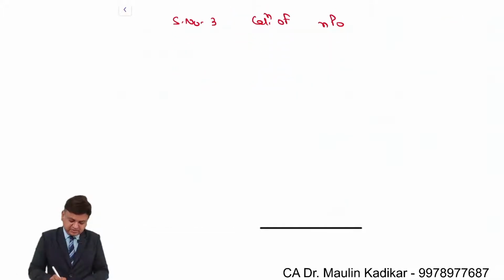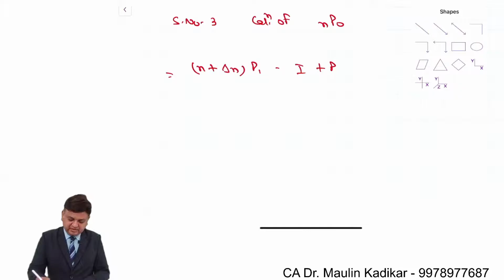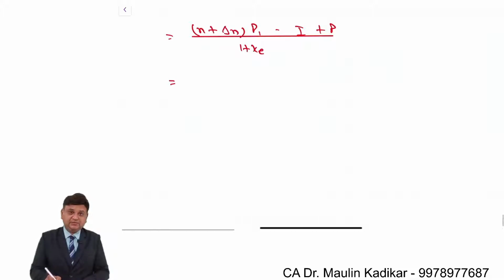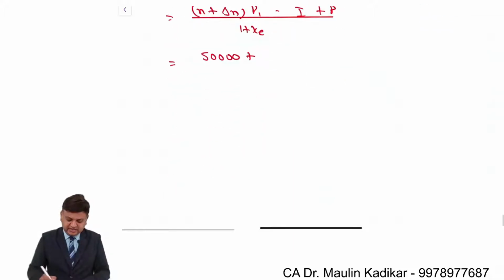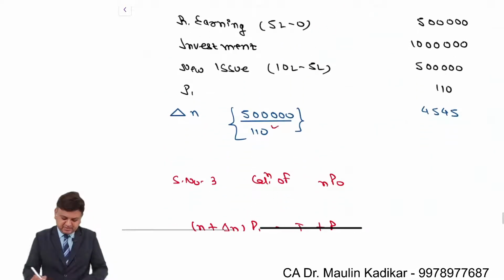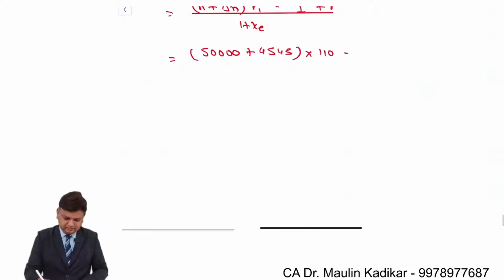As far as the NP0 is concerned, it is (n plus delta n) into P1 minus (I plus P) whole divided by 1 plus K. What is the existing number of shares? 50,000. What is delta n? 4545. If at all the dividend is not declared, what is the price? 110. Minus investment is 10 lakhs. Profit is 5 lakhs. Whole divided by 1.10.